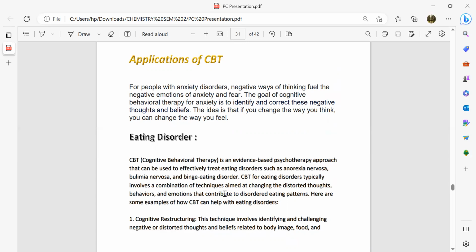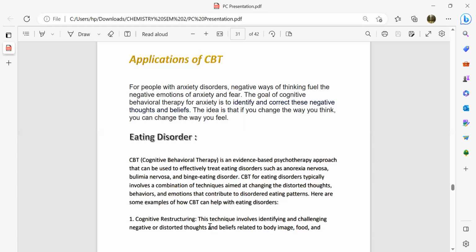CBT is an evidence-based psychotherapy approach that can be used effectively to treat eating disorders such as anorexia nervosa and some others as well. CBT for eating disorders typically involves a combination of techniques aimed at changing the distorted thoughts. Some examples of how CBT can help in eating disorders are in the restructuring process.